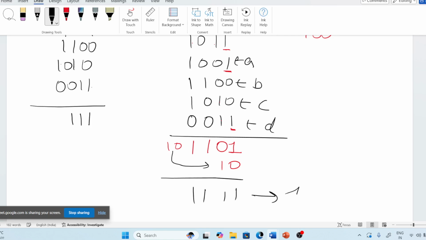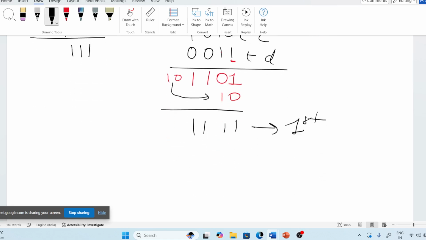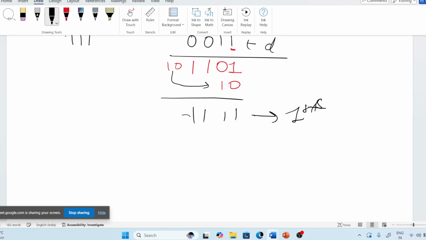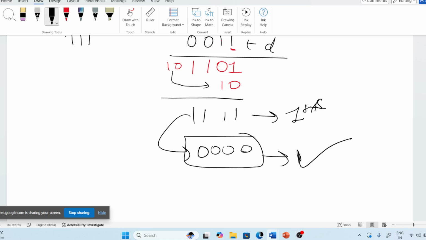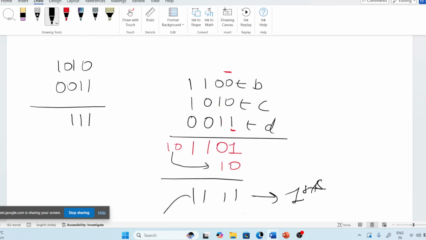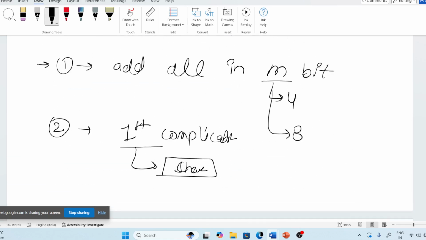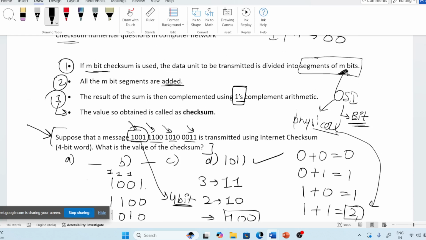Now what will we find of this? One's complement. We will find the one's complement. Okay, one's complement. So the one's complement of 1111 is 0000. It means the checksum matches. The checksum has matched. So this packet is being accepted by the receiver. The receiver will accept this packet.